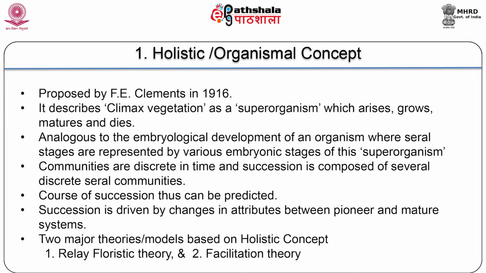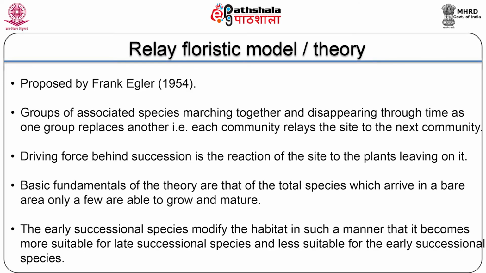There are two major theories based on this concept, and they are: the first one is the relay floristic theory, the second one is the facilitation model theory. The relay floristic model or the theory. This theory was proposed by Frank Egler in 1954. As per this theory, groups of associated species march together and disappear through time as one group replaces another, that is, each community relays the site to the next community.